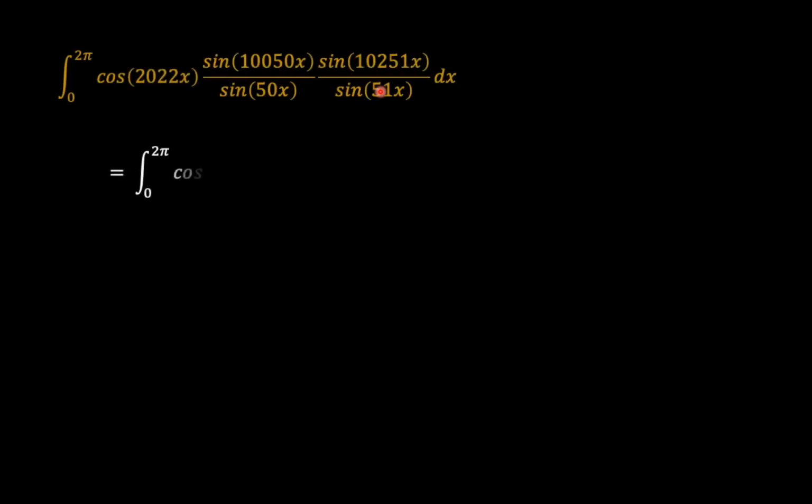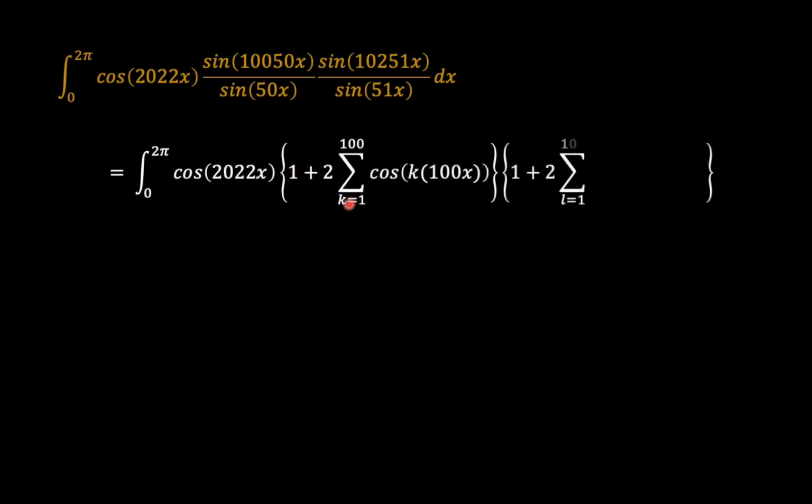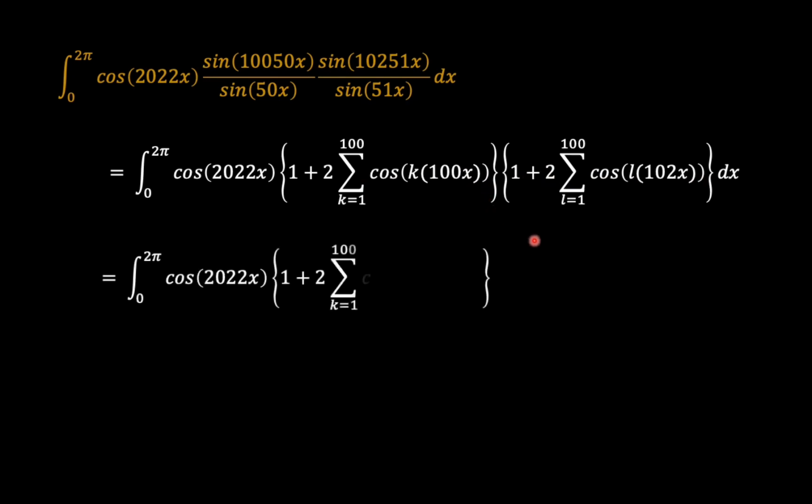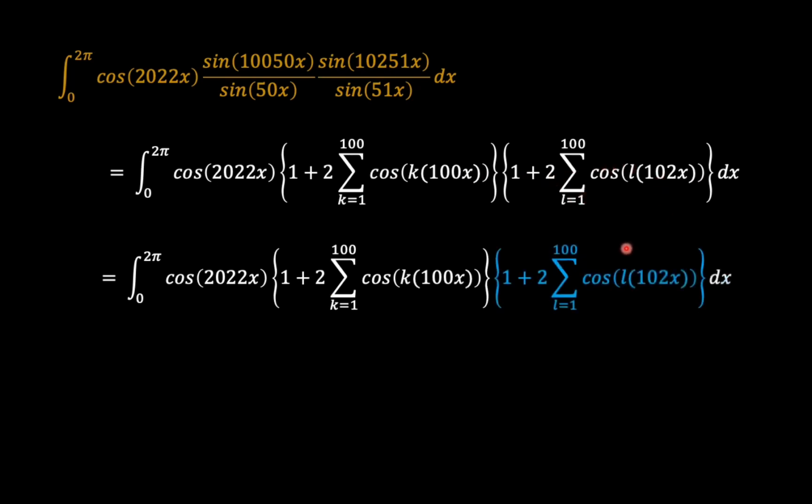So that is equivalent to cosine 2022x into curly brackets 1 plus 2 times the summation of k equals 1 to 100 of cosine k times 100x, close the curly bracket, times the curly bracket 1 plus 2, we use a different index l here, l equals 1 to 100 of cosine l times 102x, close the curly bracket. So this corresponds to the first fraction, and the second expression corresponds to the next fraction. Multiplying the terms inside the curly brackets, I would like to color code the second expression so that this allows us to trace where each number goes.